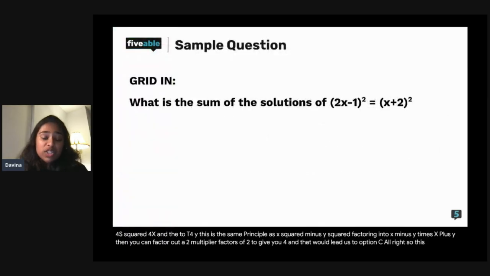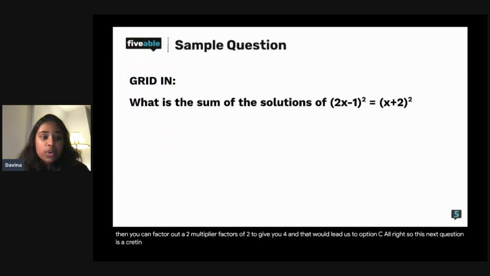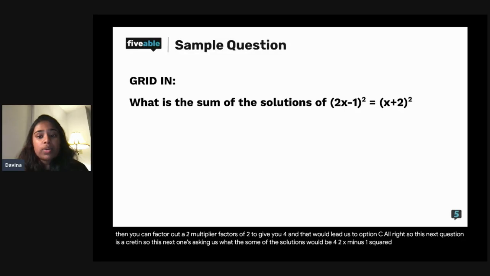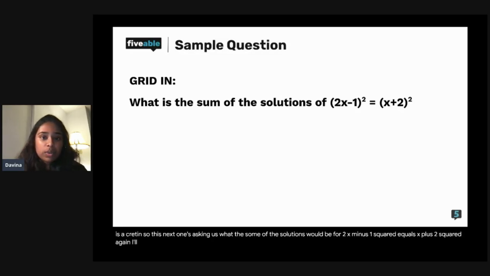All right, so this next question is a grid-in. This next one's asking us what the sum of the solutions would be for 2x minus 1 squared equals x plus 2 squared. Again, I'll give you all about 45 seconds. You can type your answers in the chat, and then we'll go through some solutions and advice.